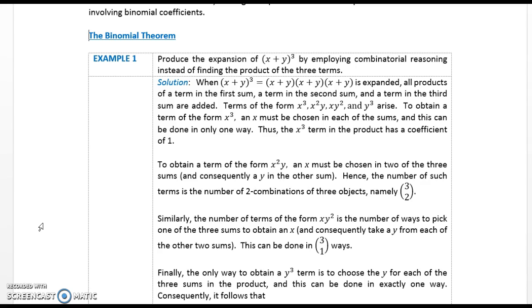To obtain the term of the form x squared y, x must be chosen in two of the three sums, and consequently a y in the other sum. Hence, the number of such terms is the number of 2-combinations of three objects, namely 3 choose 2. Similarly, the number of terms of the form x y squared is the number of ways to pick one of the three sums to obtain x and consequently take a y from each of the other two sums. This can be done in 3 choose 1 ways. Finally, to obtain the y cubed term, we choose the y from each of the three sums of the product, and this can be done in exactly one way.